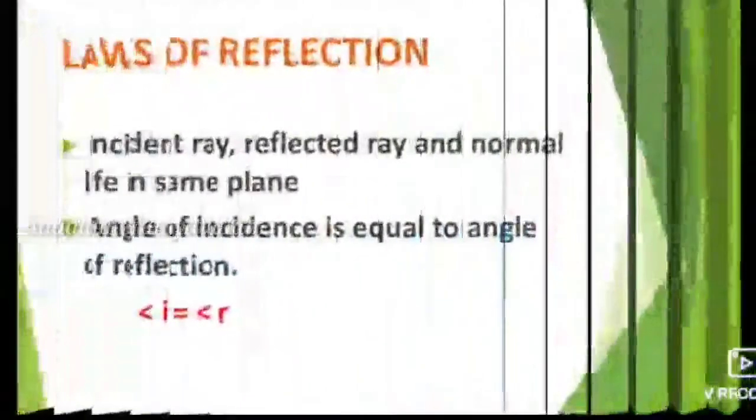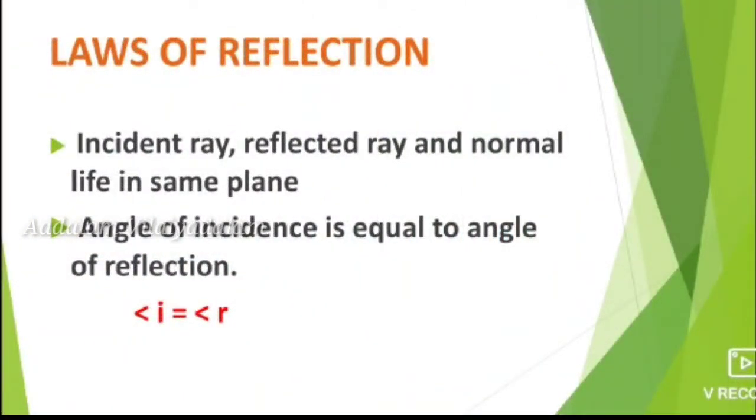Next we discuss the laws of reflection. The relation between the incident ray, reflected ray and normal is explained by the laws of reflection. There are two laws of reflection. The first one is that the incident ray, reflected ray and normal all lie in the same plane.